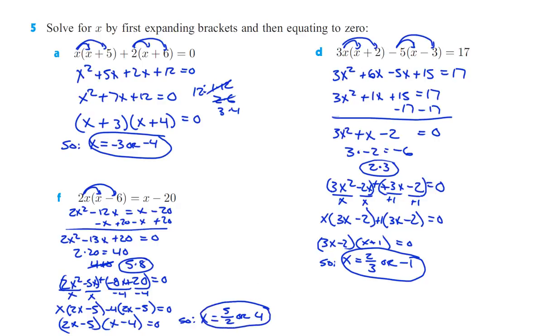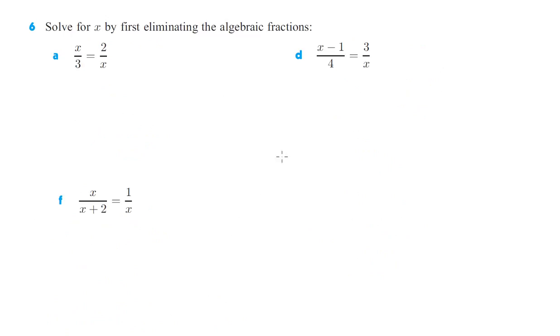Okay, last one. Solve for x by first eliminating the algebraic fractions. Really on these, whenever you see a fraction equals another fraction, or even a fraction equals a whole number, just set it up so that it's two different fractions, and then I'm just going to do cross product. So I know 3 times 2 has to equal x times x. So x times x has to equal 3 times 2, so that's x squared equals 6. I'm going to square root both sides and get x equals plus or minus root 6. Okay, and that's all you have to do for that one.